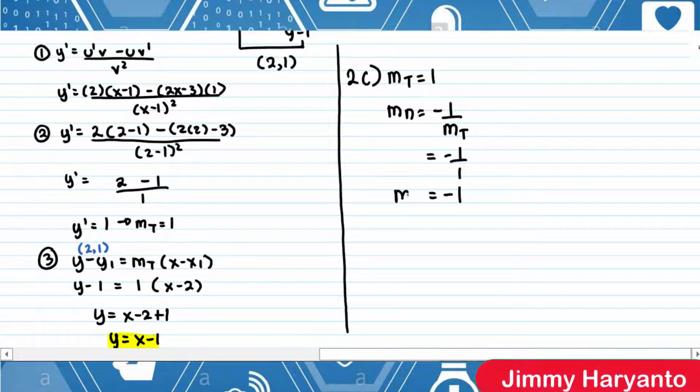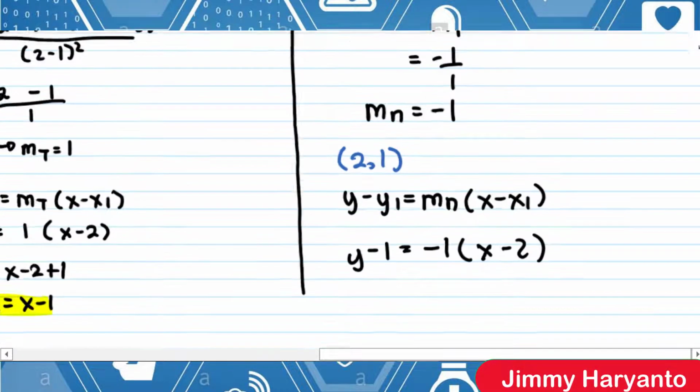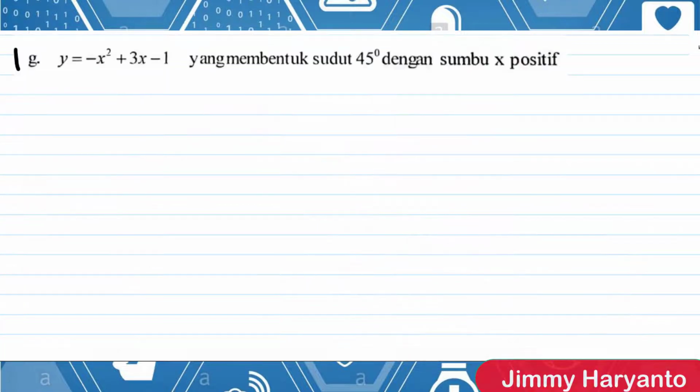Okay, so we already have the gradient of the normal. We can proceed to the equation of the normal line using this point (2, 1). So y minus y1 equals the gradient of the normal times x minus x1. That means y minus 1 equals the gradient of the normal, negative 1, times x minus 2. So you'll have y minus 1 equals negative x plus 2. So y equals negative x plus 3. There you go. Okay, next is 1G.